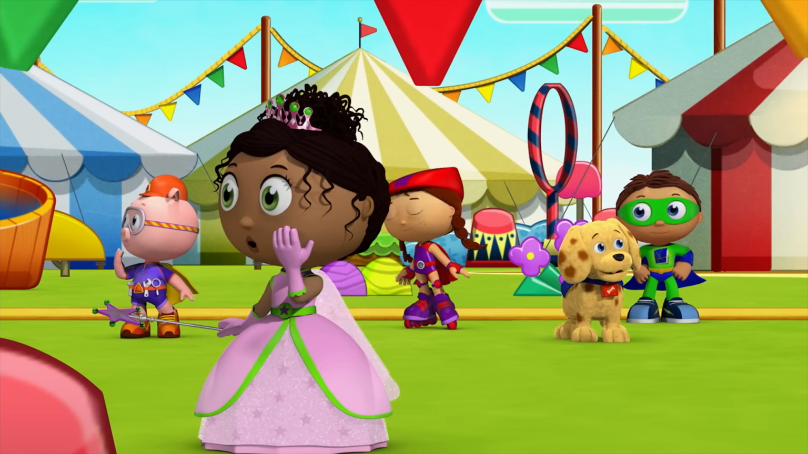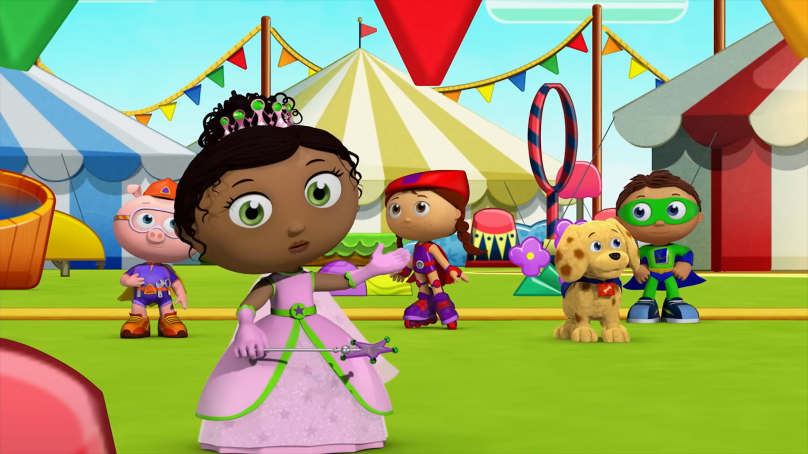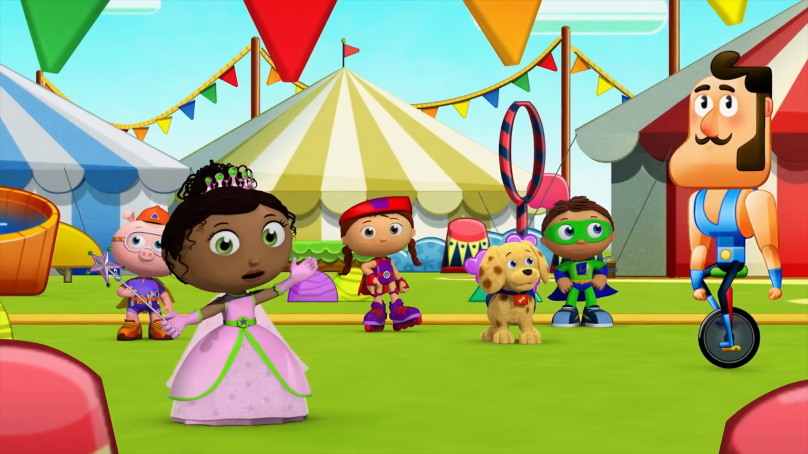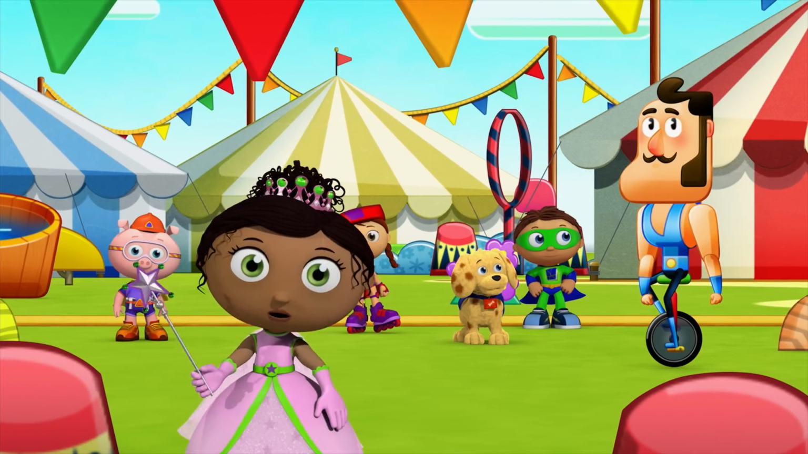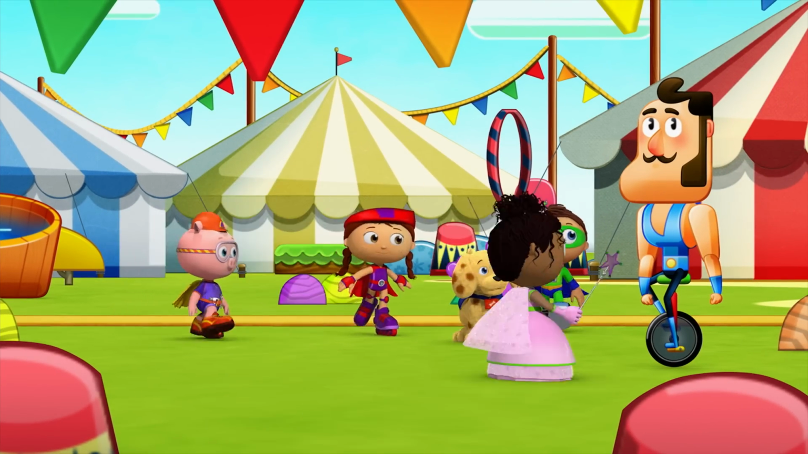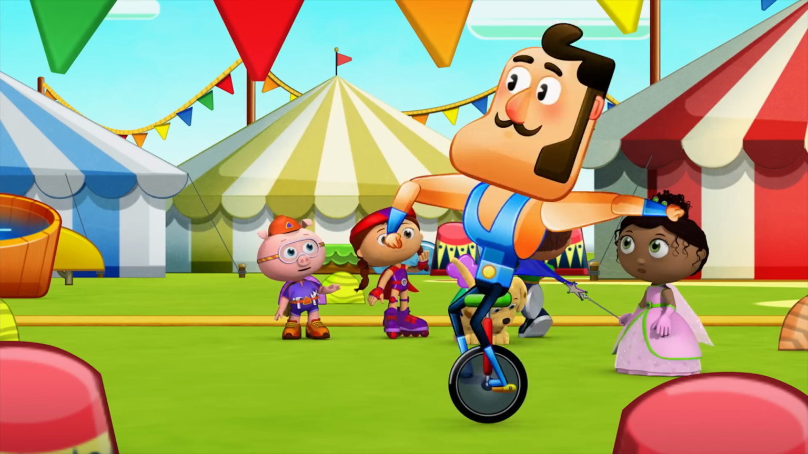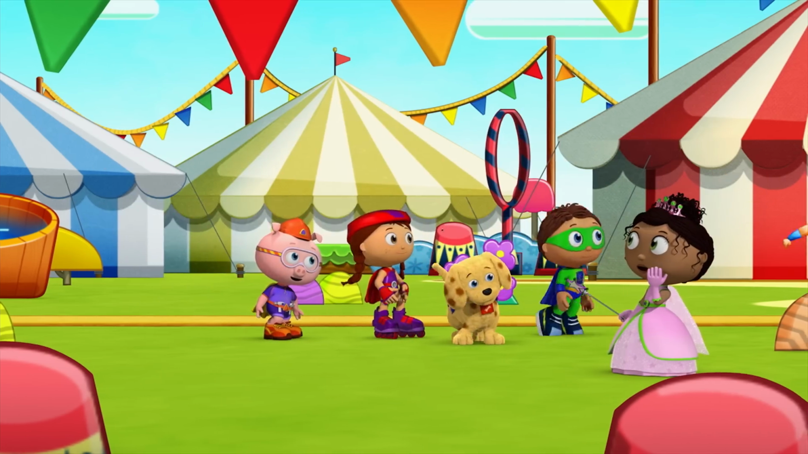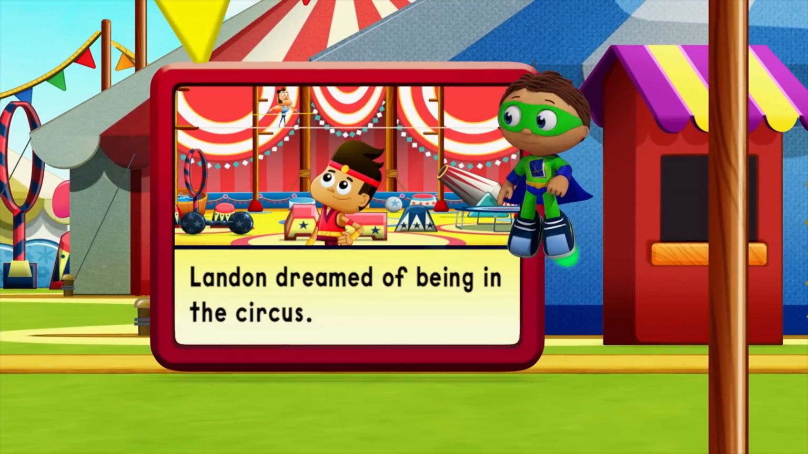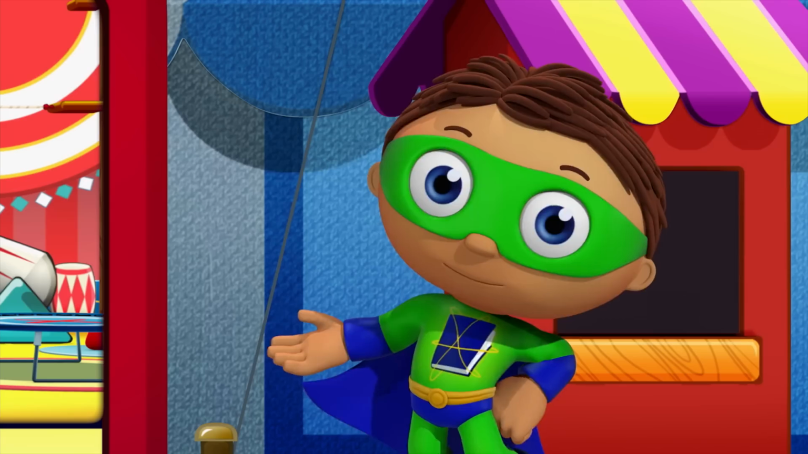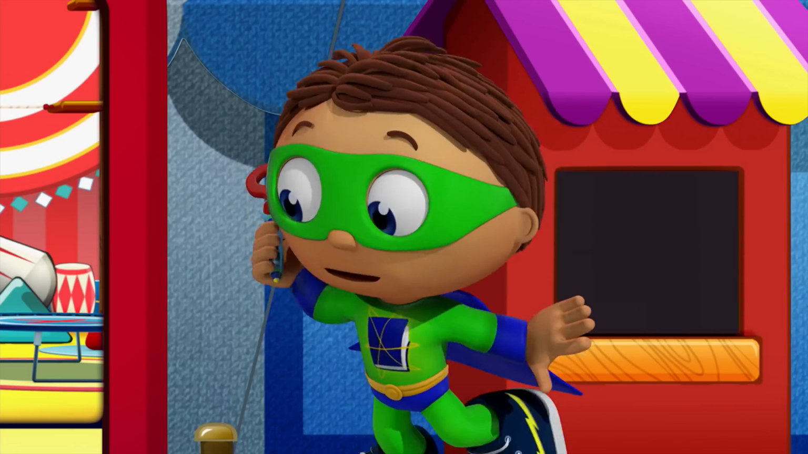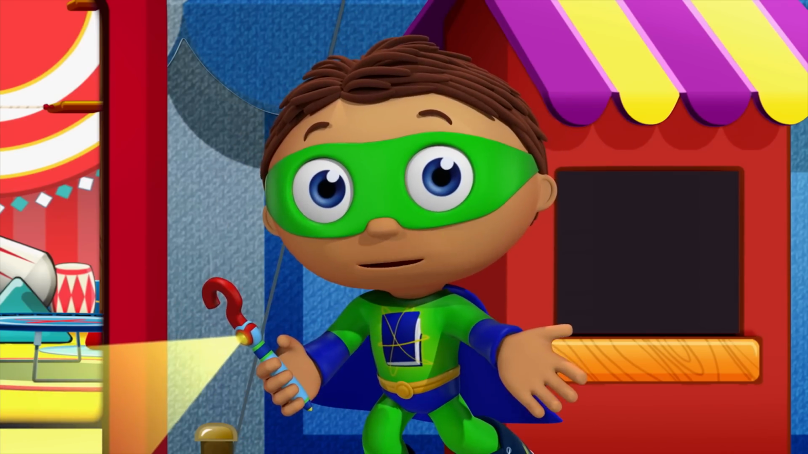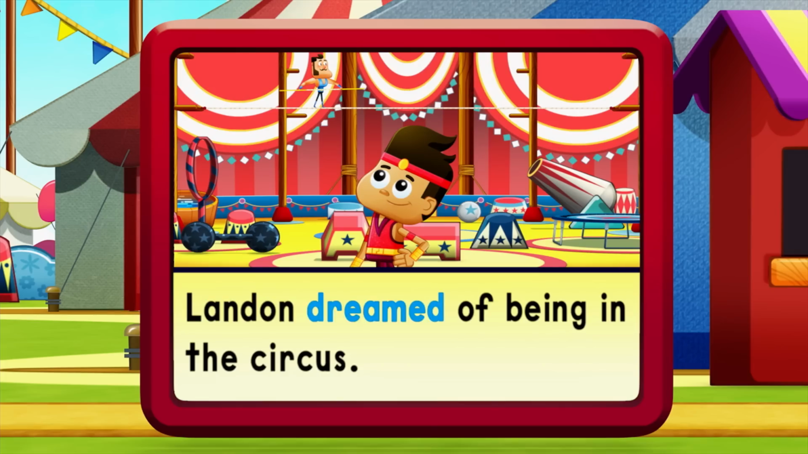Awesome! Look at the tents. We're in the ebook Landon's Circus Adventure. An ebook means we can tap things to make them move. Let's read. Why Rider, highlight. Read with me. Landon dreamed of being in the circus.